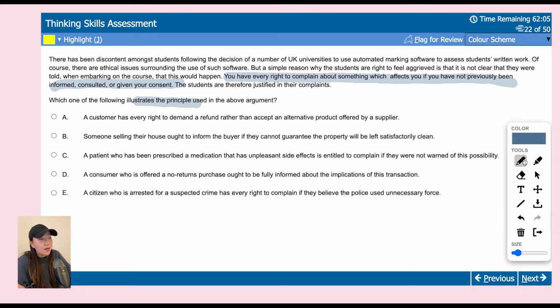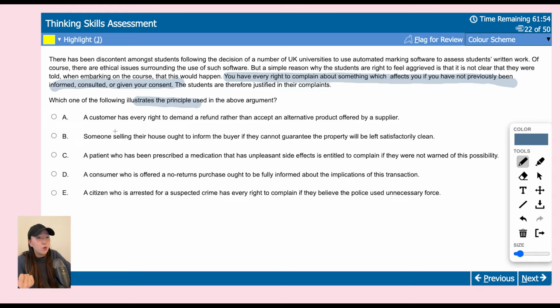So it's very clear. All they want you to say is you can complain about it if you haven't been told about it, basically. If it affects you and they haven't told you about it, then it's your right to complain. And then we can just go through the answers one by one. A customer has every right to demand a refund rather than accept an alternative product is not quite right. So that's a different action to being able to complain about something.